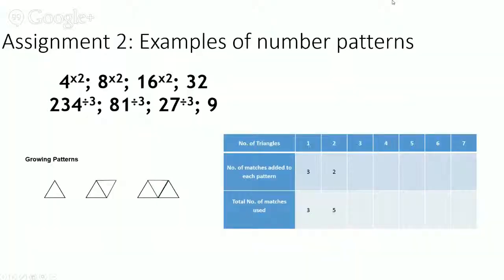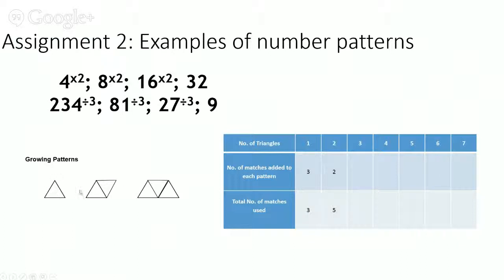Right, let's go on. There's some feedback from your assignments. Assignment 2, which was the examples of number patterns. And this was one assignment that I think was yours, Andre. This is quite interesting to see how the pattern proceeds. 4 times 2 is 8, times 2 is 16, and so it would go on. And then this one is also, if you divide, then you get a similar answer coming downwards. And then this was another one, growing patterns.